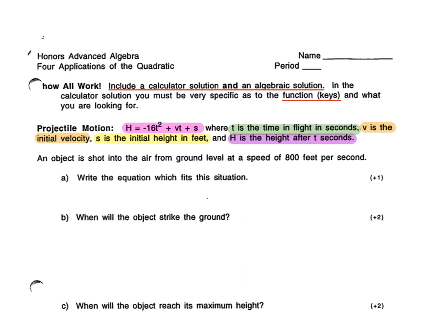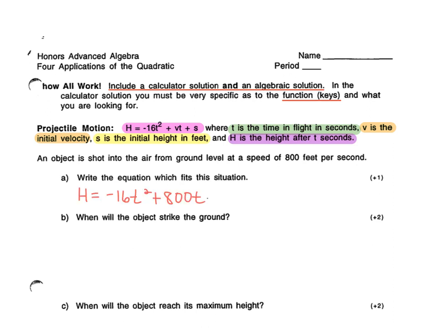All right, so specifically, an object is shot into the air from ground level at a speed of 800 feet per second. We're asked to write the equation that fits this situation. So again, based on the variable definitions that were given up here for this particular equation and the fact that we now know that the object is being shot into the air from ground level at a speed of 800 feet per second, see if you can figure out what our specific equation will be for this projectile motion scenario. So pause the video, write down that equation, and then restart it when you want to check your answer.